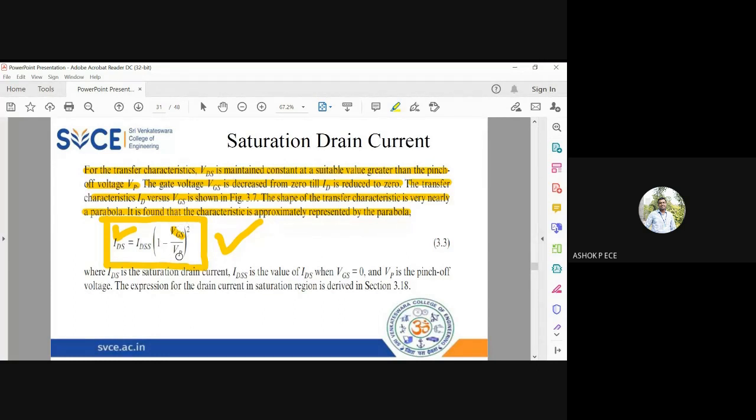VP is the pinch-off voltage and VGS is the negative voltage that I give to the gate for making the drain current 0. So in this equation, can anybody say, if I want to make IDS 0, what value of VGS I have to give? VP, sir. Very good. When you put VGS equal to VP, this term becomes 1 minus 1 equal to 0. So IDS will be equal to 0. When you exactly bias VGS to be equal to VP, the drain current will become 0.